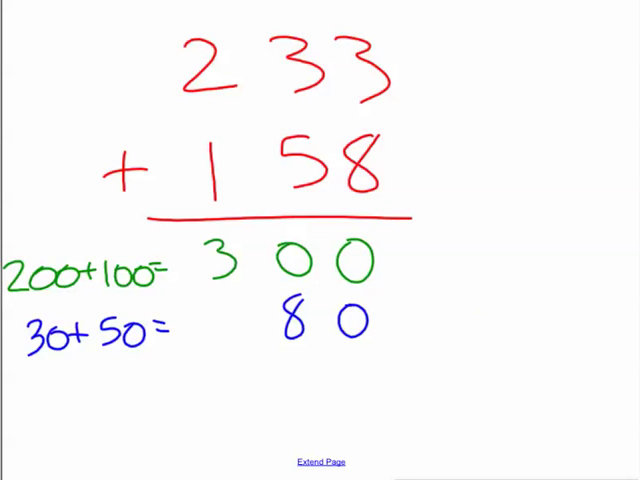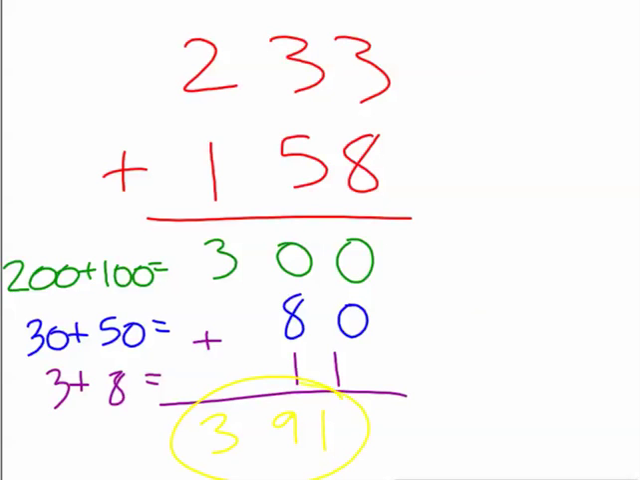And then finally, moving into the ones place, we have 3 ones plus 8 ones. And 3 ones plus 8 ones is 11. And our final step is to take our partial sums and add them all together, and we are finally left with 391 being our solution.